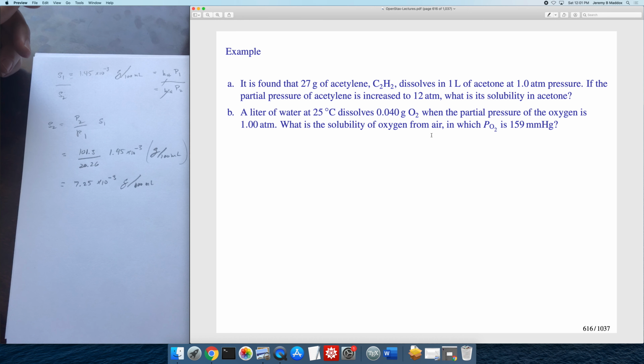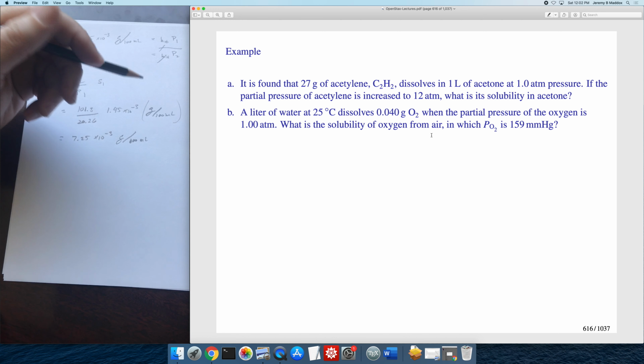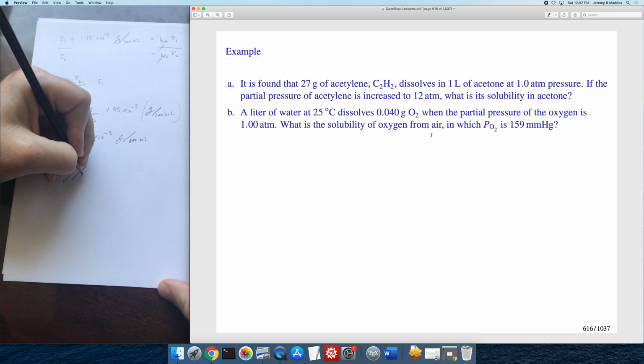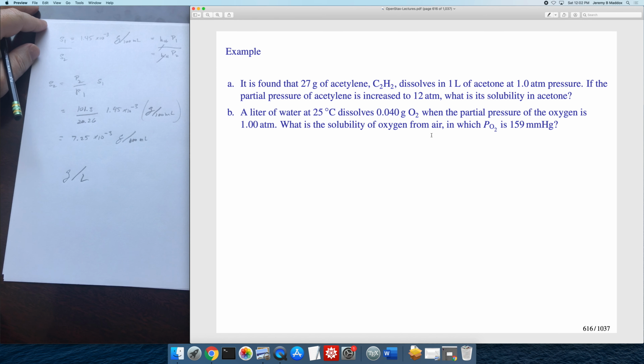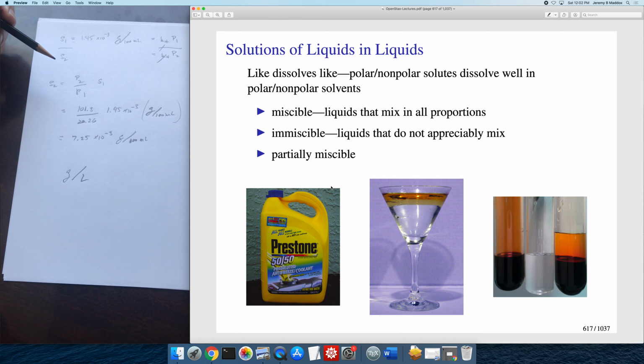Let's see. These two problems, there's really no difference between these problems and the ones that we've done previously. The only difference is that we're doing the solubility in grams per liter. Notice 27 grams of acetylene dissolved in 1 liter of acetone. And so just use grams per liter as your solubility unit. So I'm going to leave these two problems as an exercise for you to try on your own. And we'll move on to the next part here.